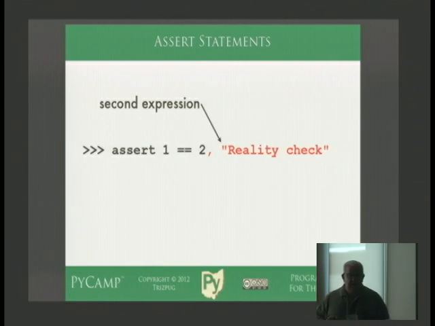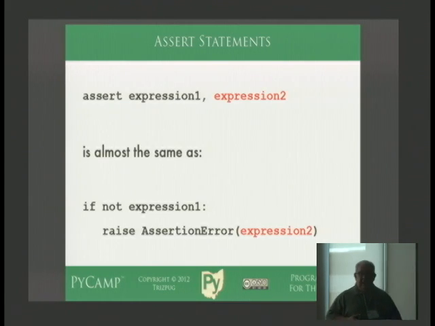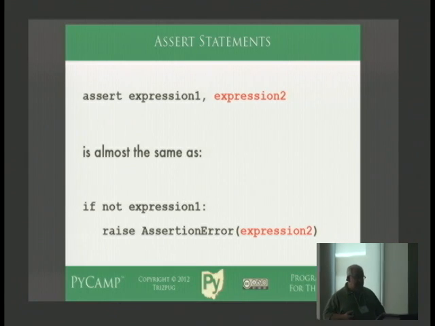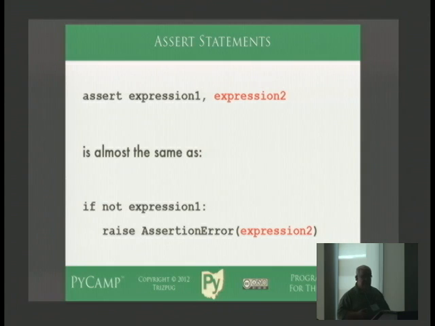A second expression there. We have the assert keyword, and then we have an expression that's evaluated for its Boolean value, and then that's followed by a second expression that will be used to instantiate the assertion error. That's usually the argument to instantiating an exception, the message used by the exception. In this case, we're going to say it's the string "reality check." So that would be the same if we have an assert statement with two expressions in it. That's almost the same as evaluating that first expression, and if it's false, raising the assertion error with the second expression as the message for the assertion error.